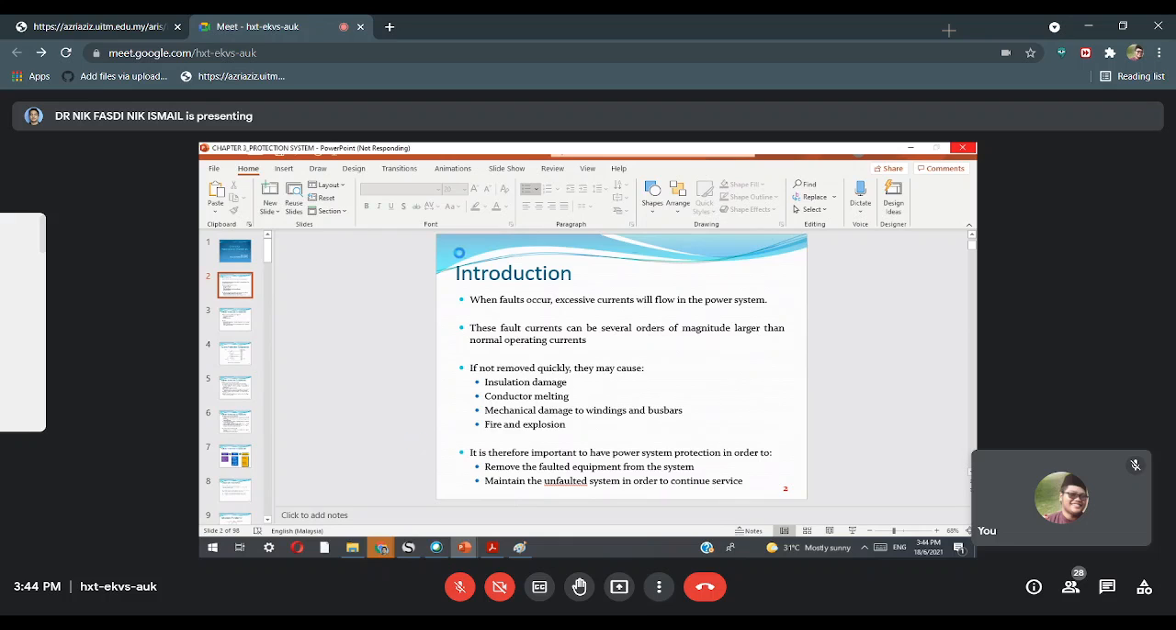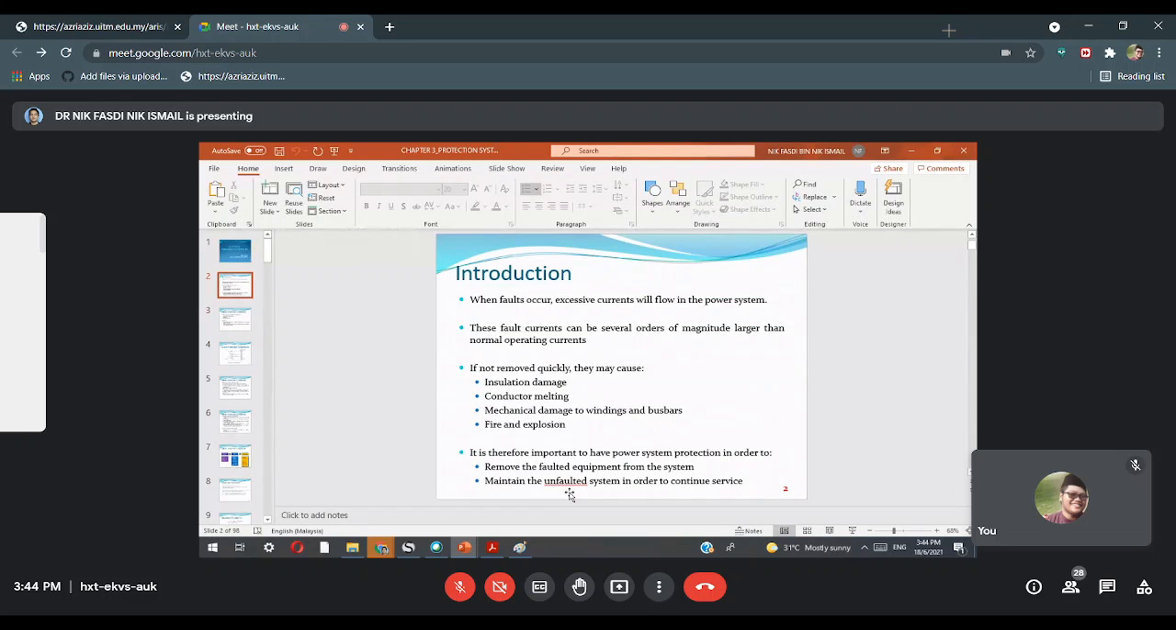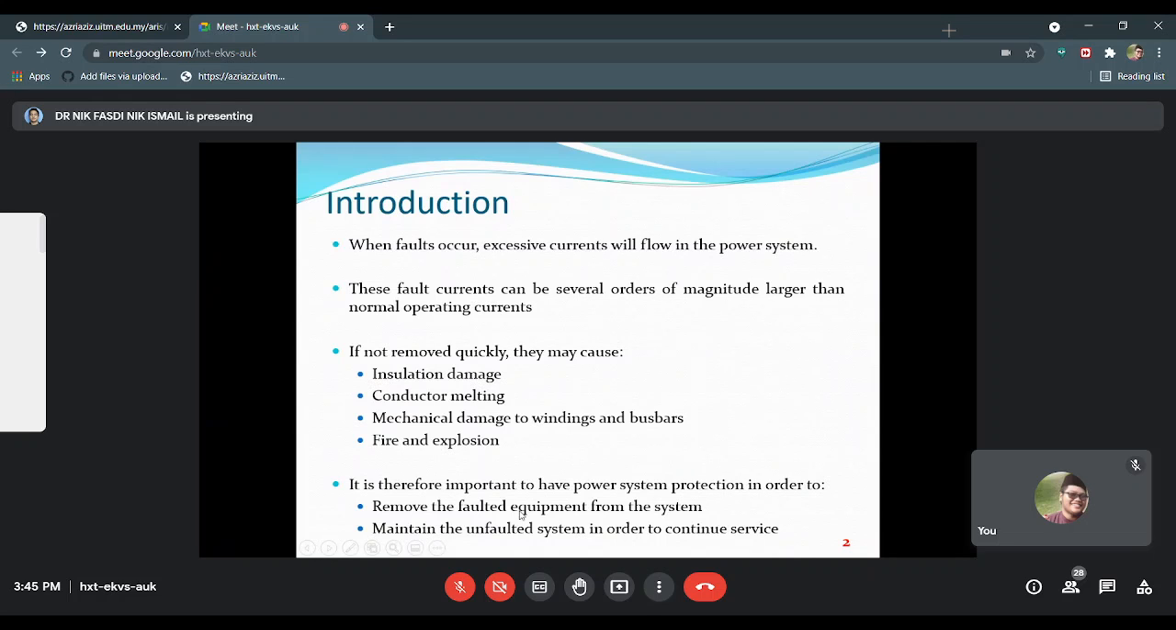Okay. What happened? Tiba-tiba dia jadi macam ni. Okay guys. It's therefore important to have power system protection in order to remove the faulted equipment from the system. Mungkin I boleh zoomkan besar sikit skrin ni. Maintain the unfaulted system in order to continue service.